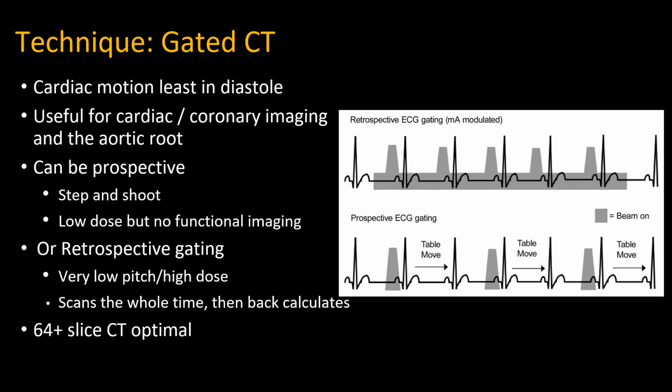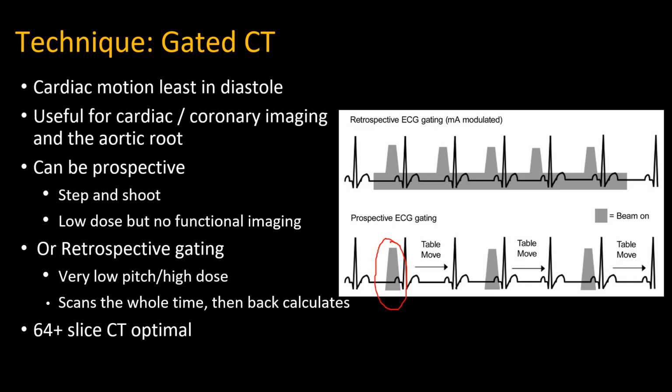Gated CT is another technique most often used for cardiac imaging. The heart is always beating, hopefully, but it's most still in diastole, so that's our best time to image the heart from a CT standpoint. We can track the cardiac cycle with an EKG and then prospectively set the machine to scan in diastole. That's shown here. This is also called the step and shoot method. This gives us a relatively lower radiation dose, but it doesn't provide functional information.